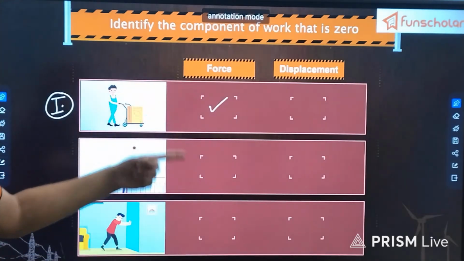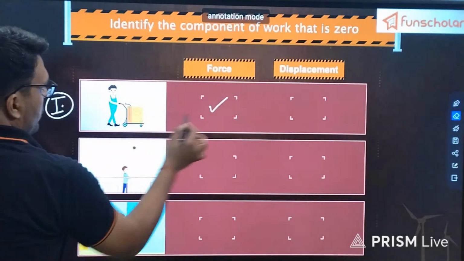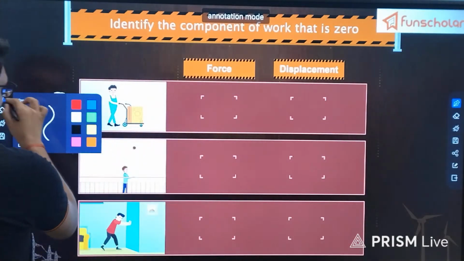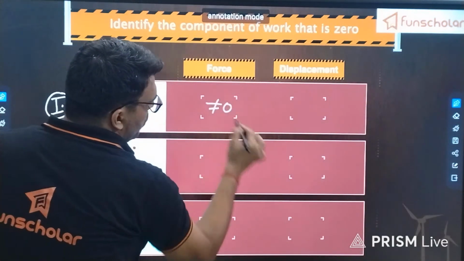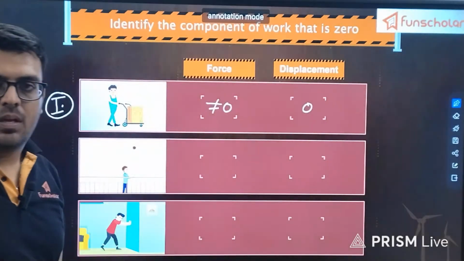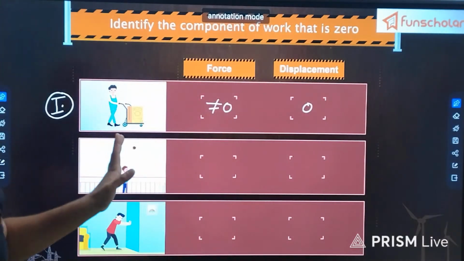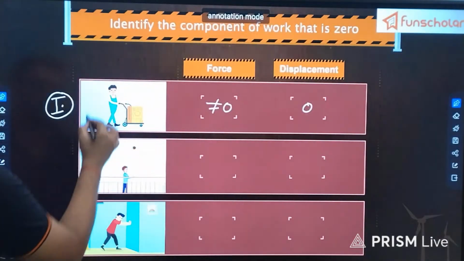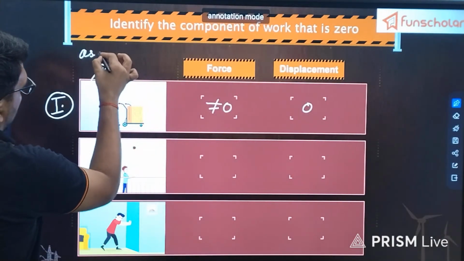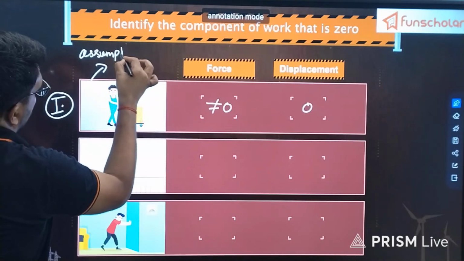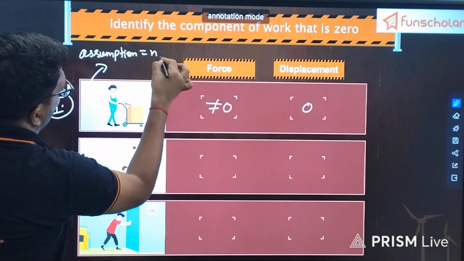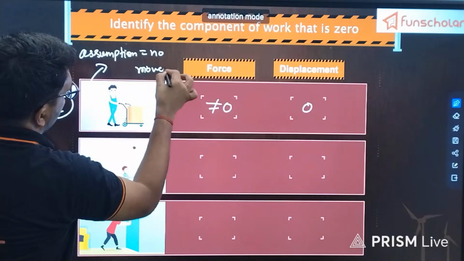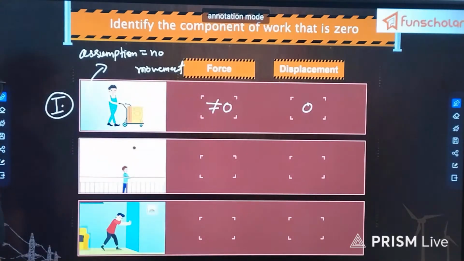If you consider that, then displacement is 0. So yes, force is not non-zero, it is non-zero, but it is 0. And if I assume the force is there and displacement is there, both are going to be non-zero. But my assumption is no movement. So based on this, you can solve this question.